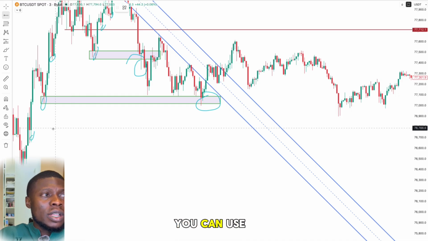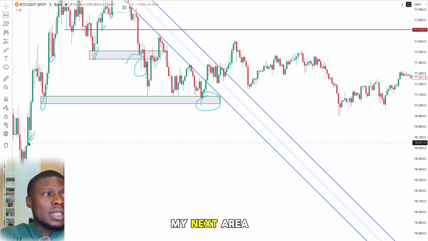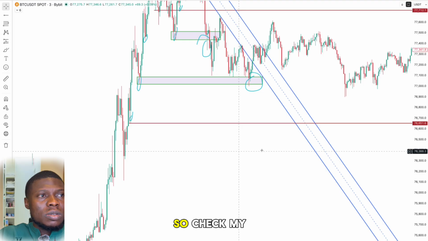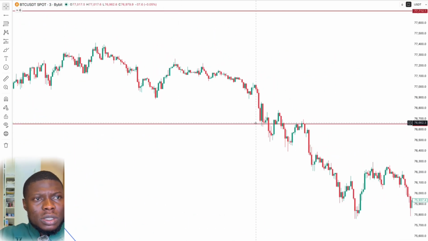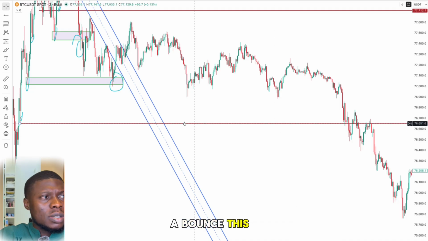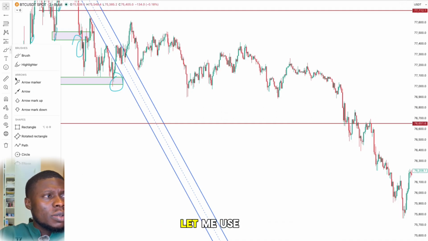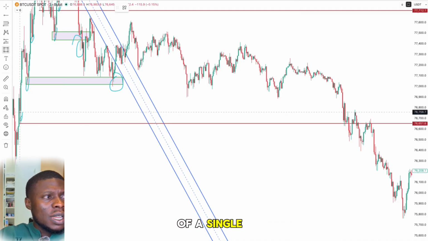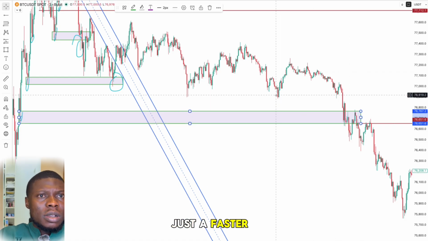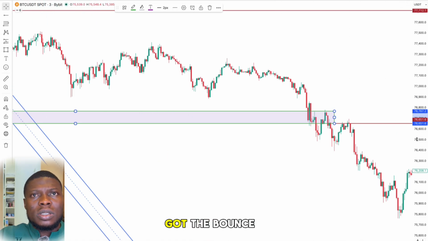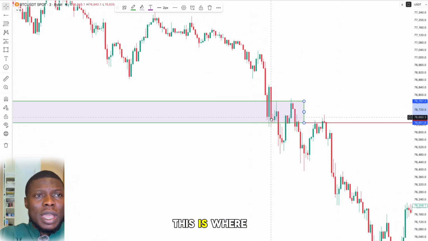Or you can use a single line for my next area of liquidity. So I check my next area of liquidity. Did I have a bounce? This is my next area of liquidity. Let me use my zone instead of a single line. I use a single line just for faster marking. So now this is where I got the bounce.